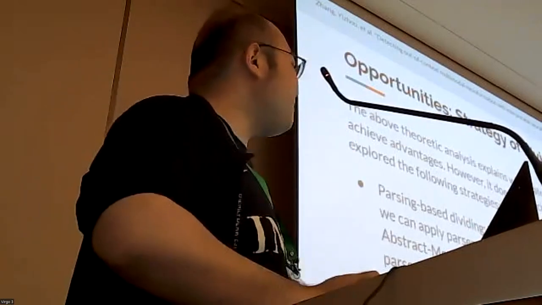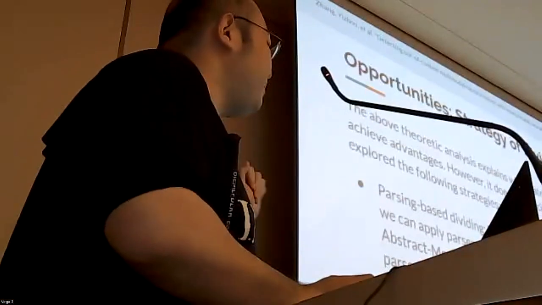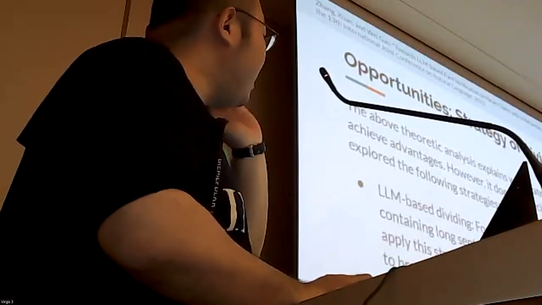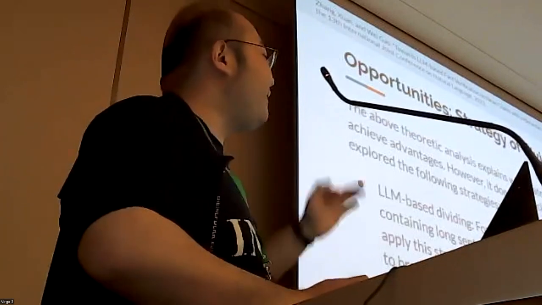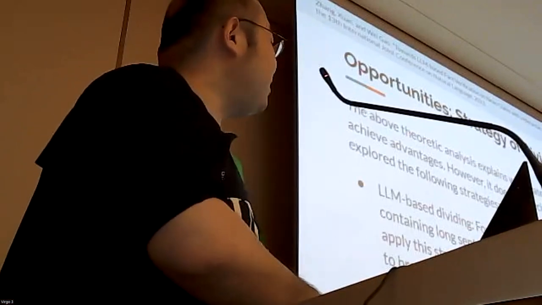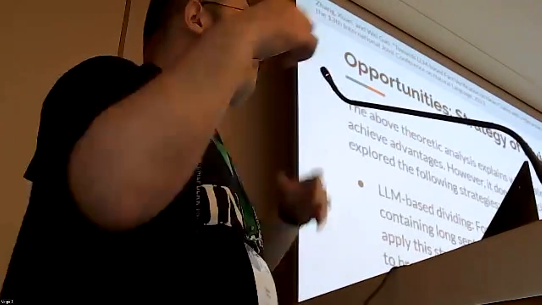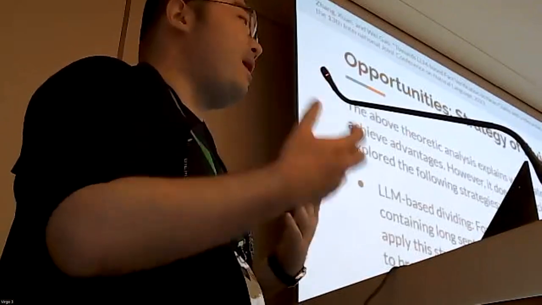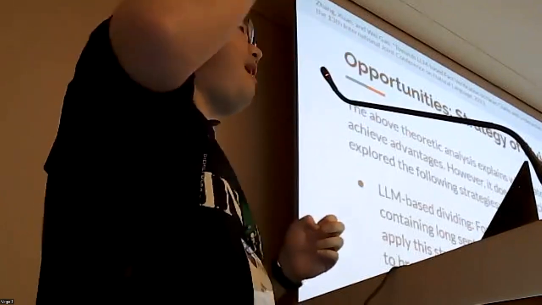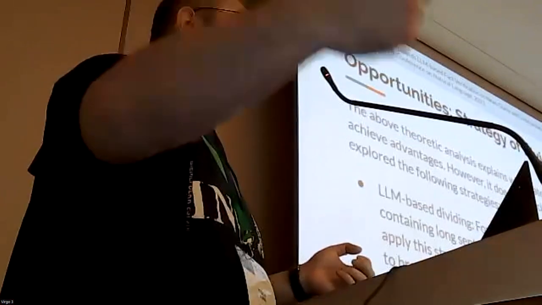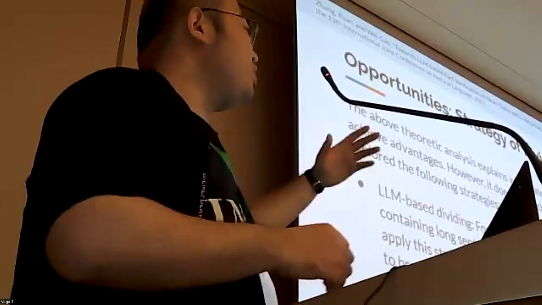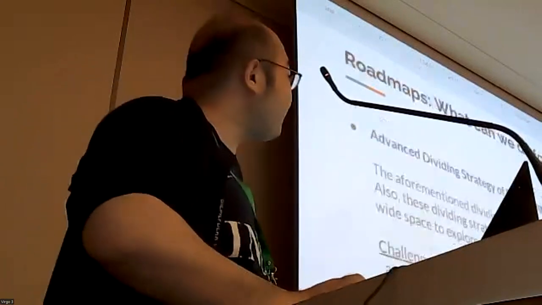So in this way, we can use a parser to help us break up the claim into a series of short queries. The final one that I hope to explain is LLM-based dividing. Basically, for claims containing long sentences, we can apply this strategy to prompt the large language model to break up the claim into a series of short queries. Like we tell the large language model, please tell me what kind of facts are hidden behind this document, under what kind of assumptions this document can be true, and it will give you a series of queries. You verify them one by one, and you can solve the issue.